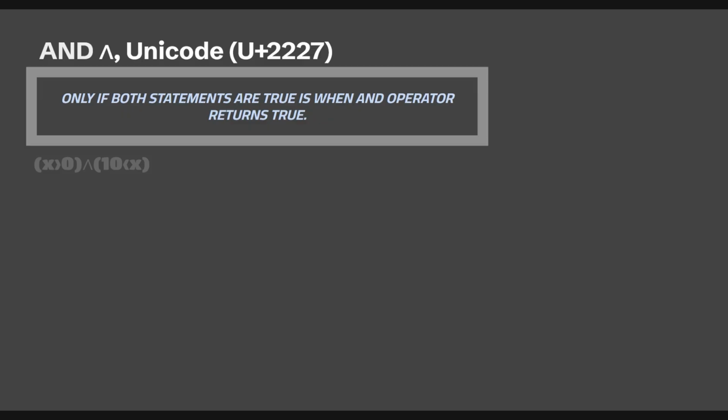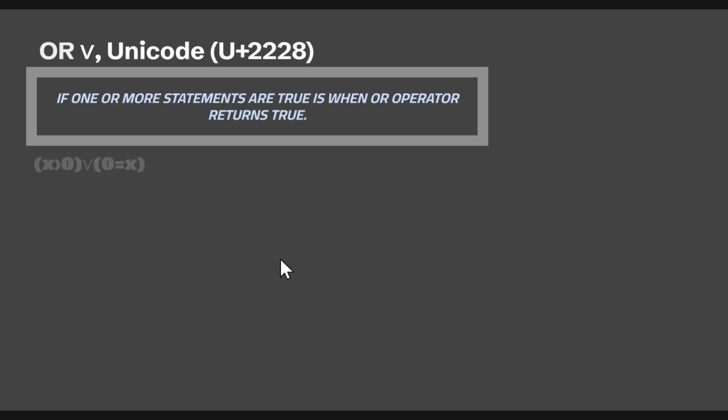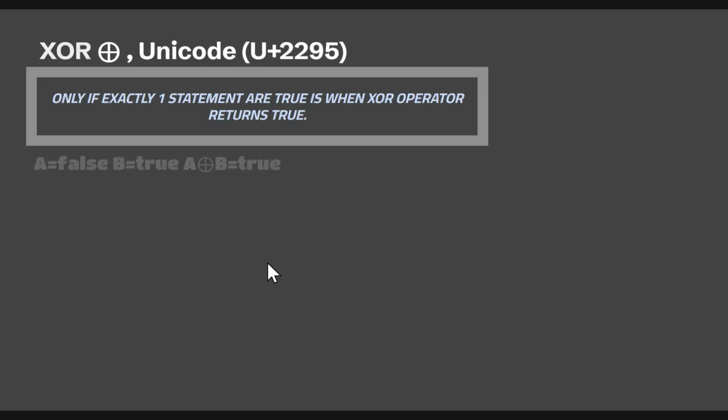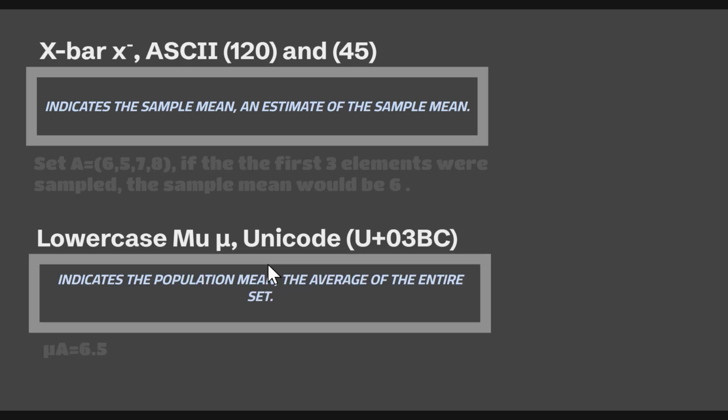And returns true if both statements are true, or denotes if one or more statements are true, the or operator returns true. XOR or exclusive OR denotes that exactly one statement is true, in which case the XOR operator returns true. X bar indicates a sample mean, the estimate of the population mean, where only a part of the elements are sampled.